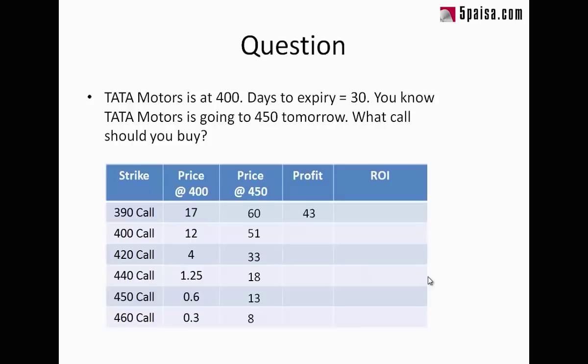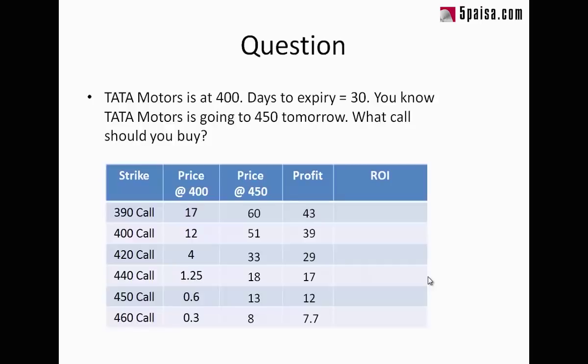Profit from each option in this case is 43 bucks for a single option of 390. A 39 buck profit for 400 call. 29 rupees per option for the 420 call. 17 for 440. 12 for 450. And 7.7 rupees for the 460 call. Now it's pretty obvious that the lowest strike call gives you the highest profit per option. However, it took 17 rupees to make that 43 rupees.